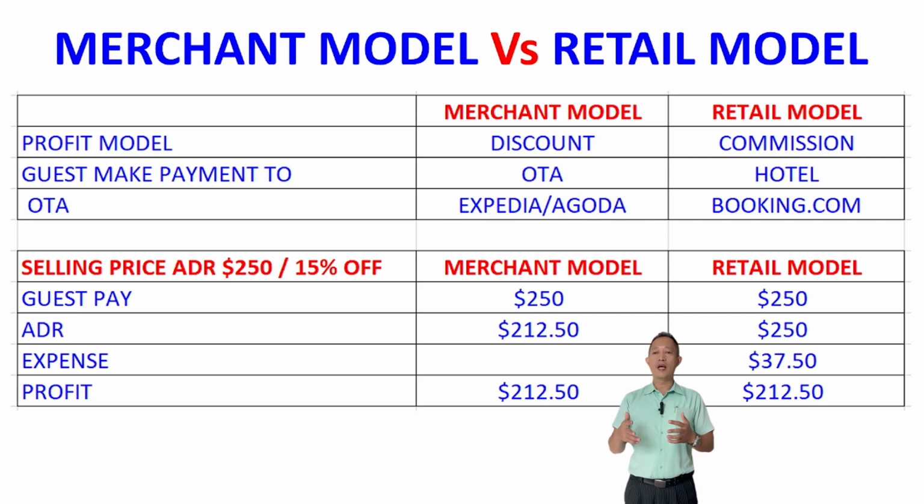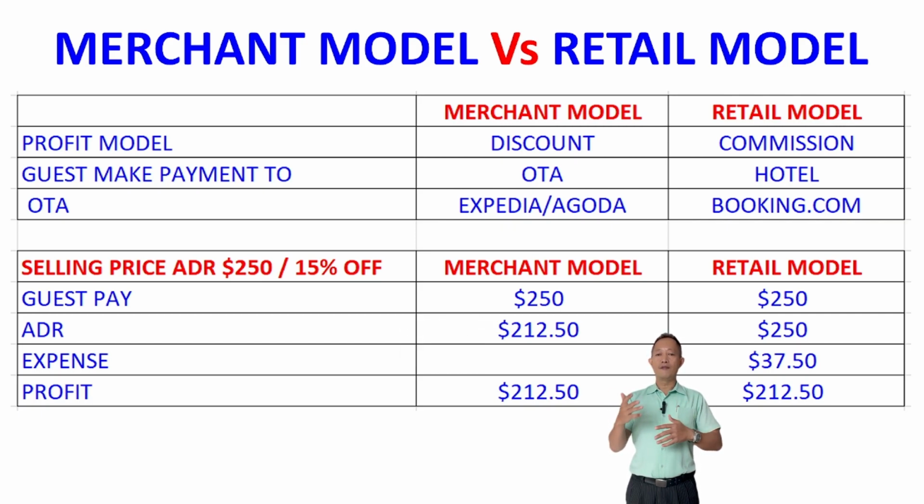In terms of ADR it is different, because if guests make bookings through Expedia.com or Agoda.com, they pay Expedia and Agoda 250, and Expedia and Agoda will discount 15% for their own profit and send only 212.5 after the deduction of the 15% discount. They pay that to the hotel, so the hotel receives only 212.5. If we check in our PMS system, the rate will appear as 212.5.